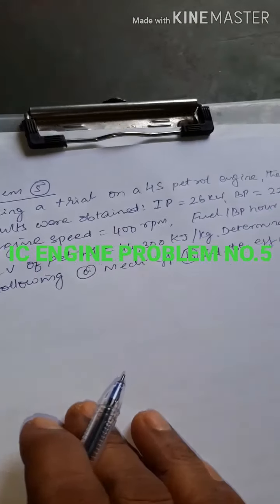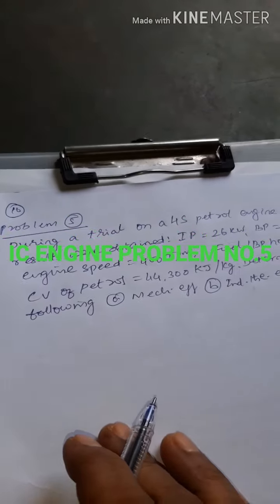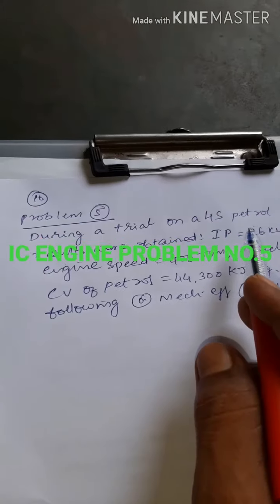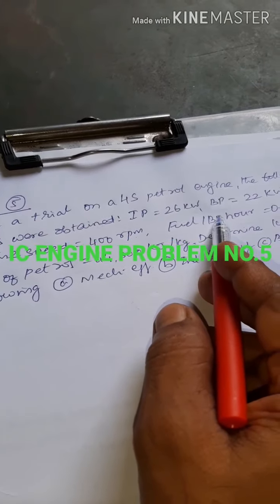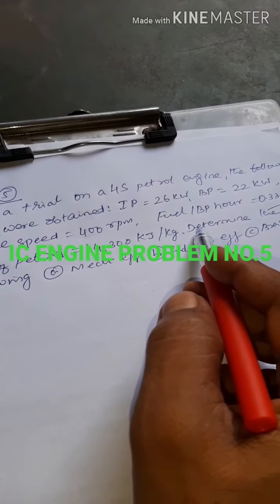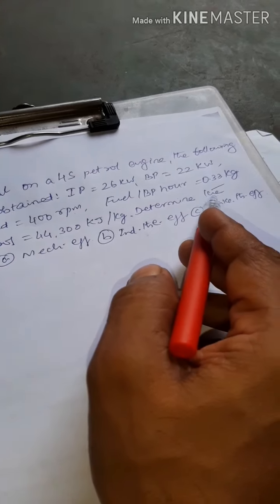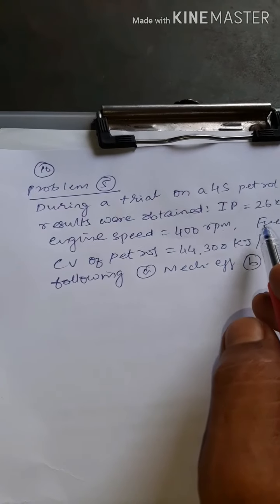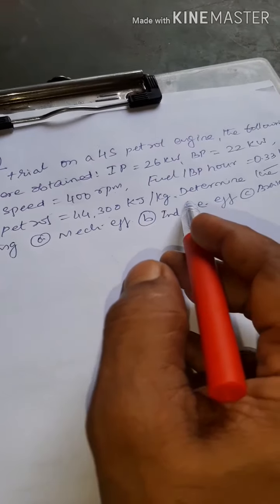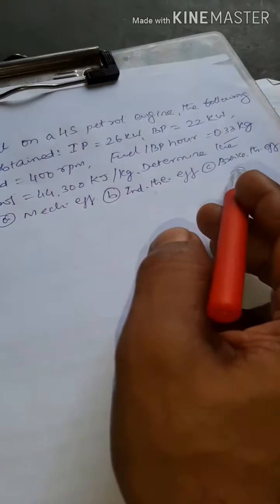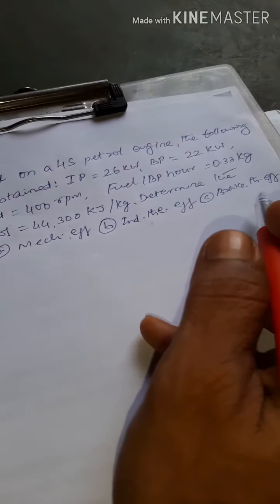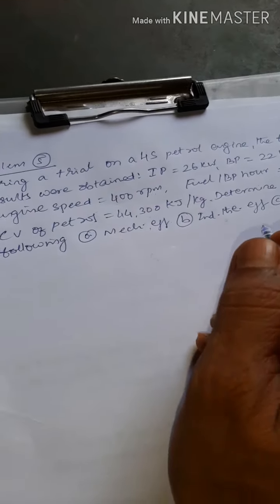Next is problem number 5. During a trial on a 4-stroke petrol engine, the following results were obtained. Indicated power is 26 kilowatt, brake power is 22 kilowatt, engine speed is 400 rpm, fuel per brake power is 0.33 kg. Next, calorific value of the petrol is 44,300 kilojoules per kg. Determine the following: mechanical efficiency, indicated thermal efficiency, brake thermal efficiency.